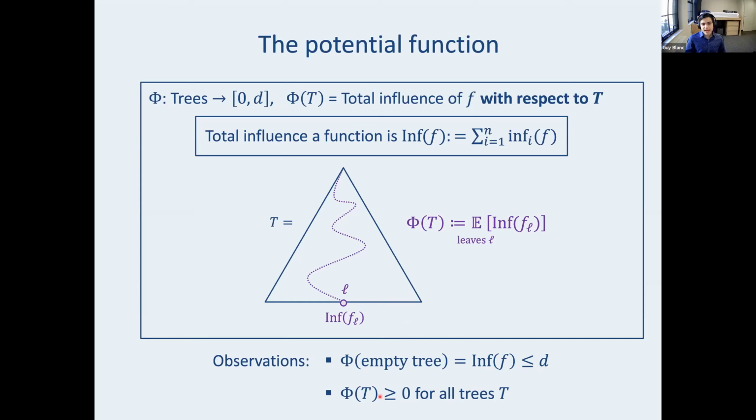And this potential for any tree is at least 0. So we can use that to say, if we're decreasing by a lot each step, you can only decrease so many times before you're done, before you would have to get negative, which is impossible. Any questions?